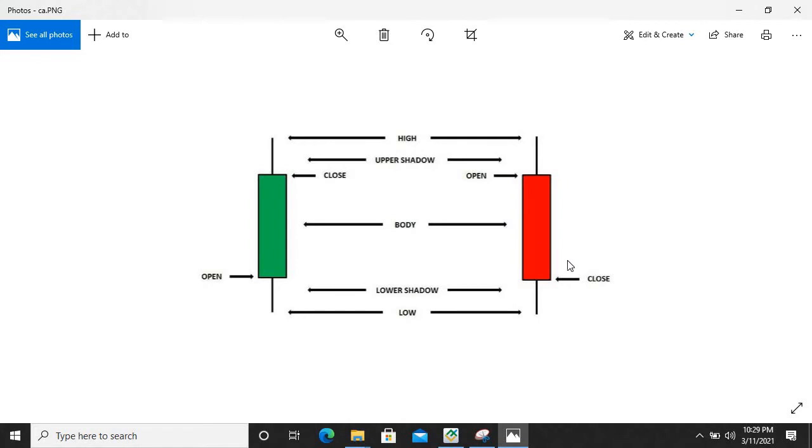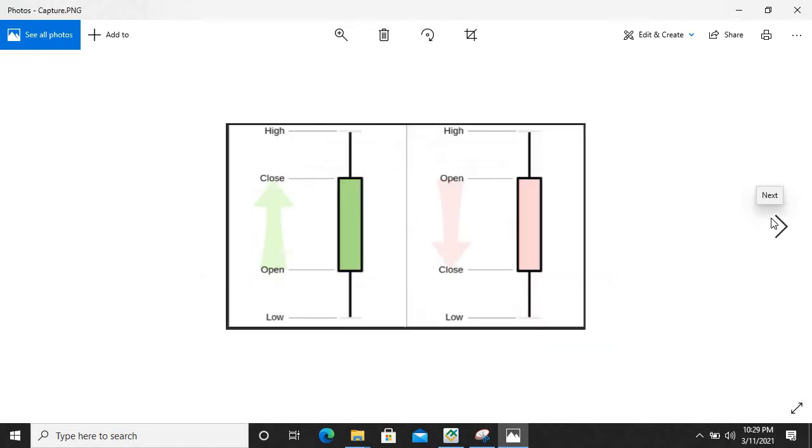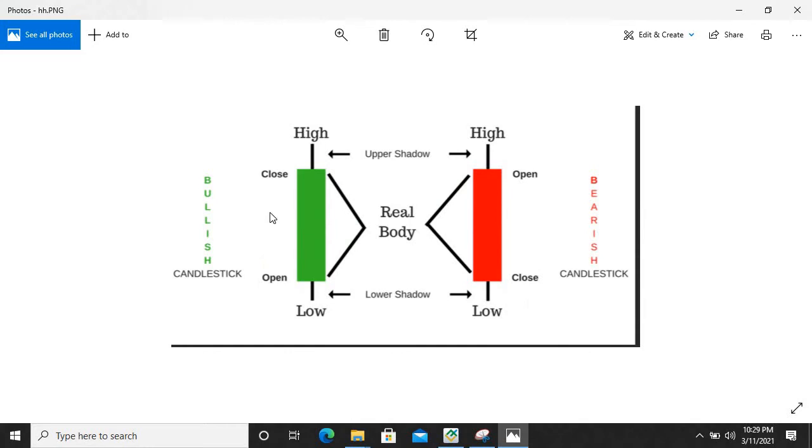Okay, let us carry on. We have seen this. As you have seen, this candlestick is called a bullish candlestick. It opens here and it closes there. As you have seen, this is the upper shadow and this is the lower shadow. This red one is called a bearish candlestick, and it represents sellers in the market. This one represents the buyers in the market.